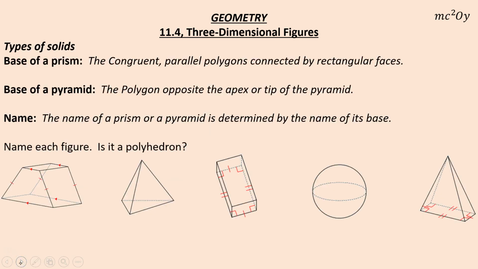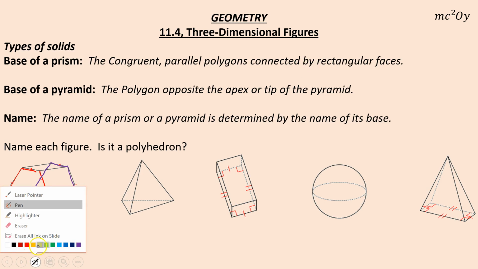When I think of the types of solids, the base of a prism, say this prism right here, this prism has a base that's a trapezoid. It's the first shape we dealt with. Rather than shading it in, let me trace it. I have a trapezoid, and that trapezoid is congruent to this trapezoid back here. So the bases of a prism are congruent parallel polygons connected by rectangular faces.